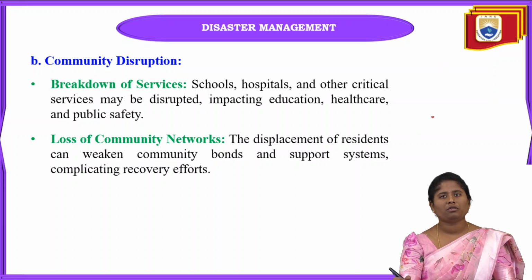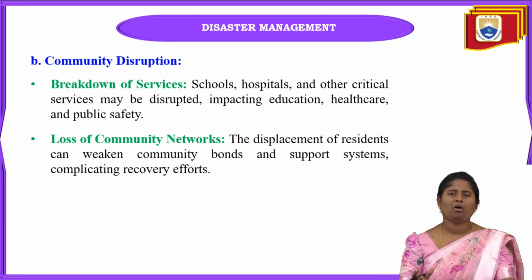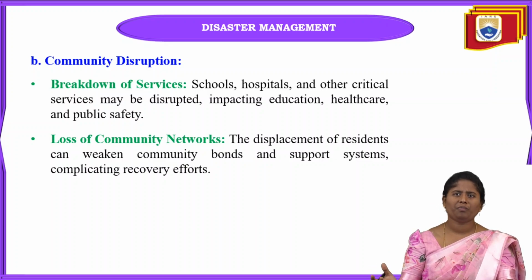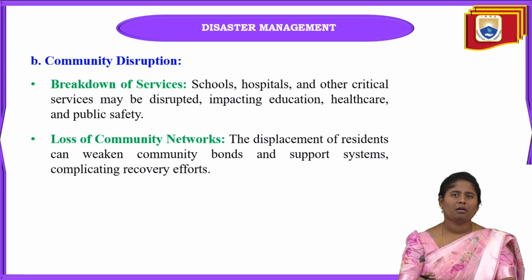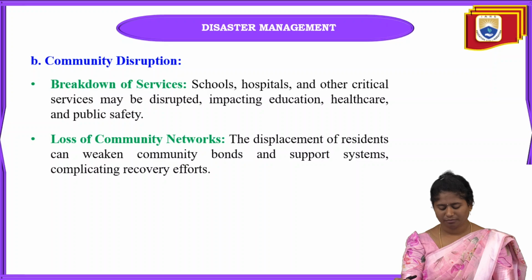Next one is loss of community networks. In this one, when residents are displaced, the support system can automatically be weakened, which may complicate the recovery efforts here. When people are migrating, and if food or shelter is not there to save themselves, automatically they are going to lose the community networks also.